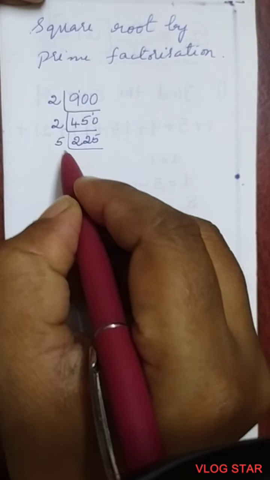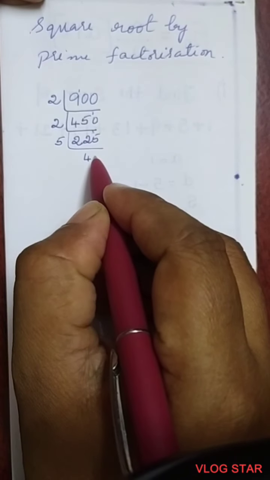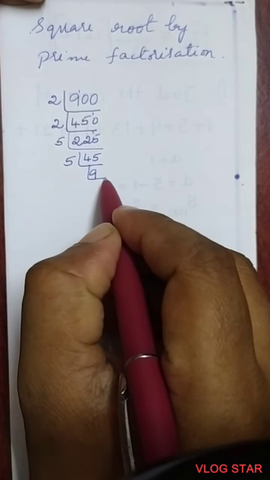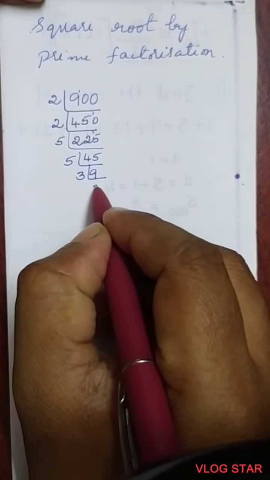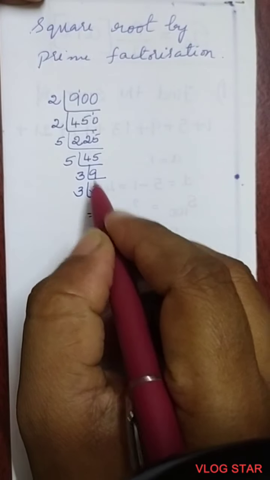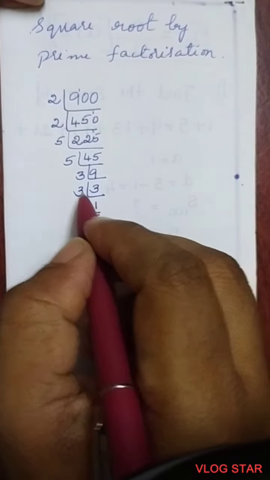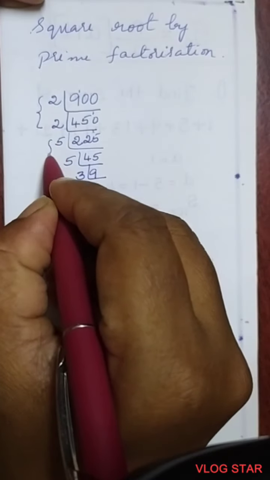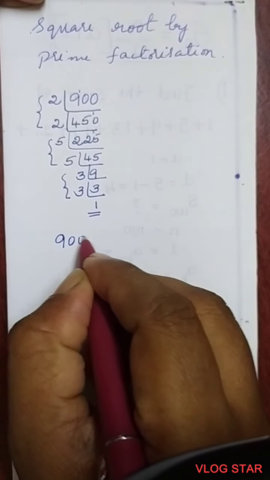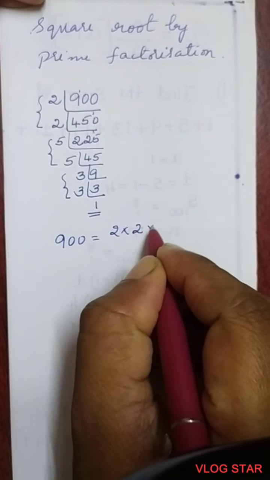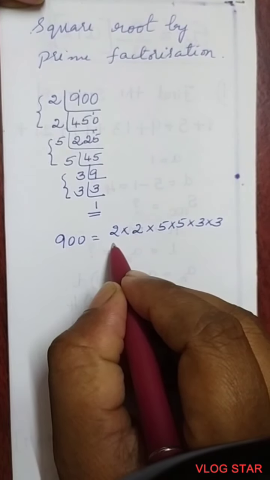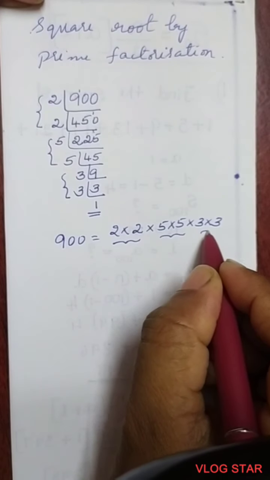number. So 5 4s are 20, 2 is remaining, 5 5s are 25, 3 3s are 9, 3 1s are 3. So until you get 1, you have to go on dividing, but the number should come twice here. It should repeat. Then we can write 900 as 2 into 2 into 5 into 5 into 3 into 3. Now you can see here the numbers are repeated.